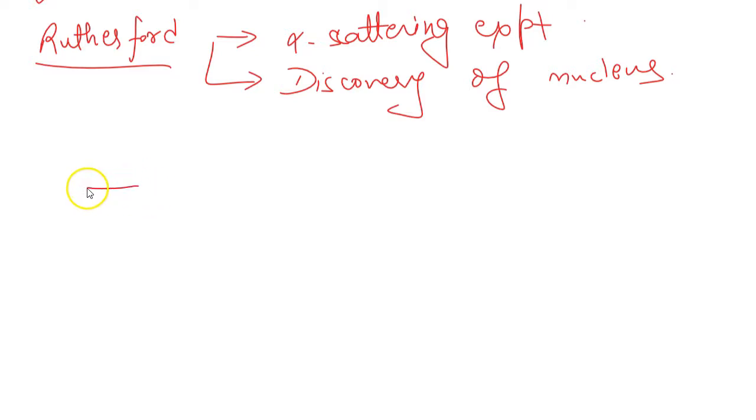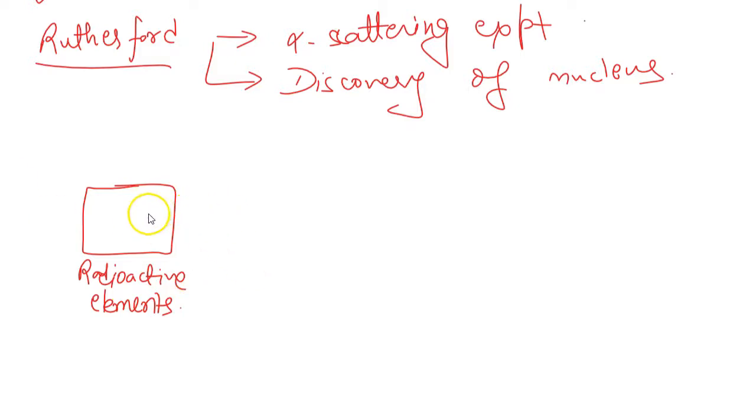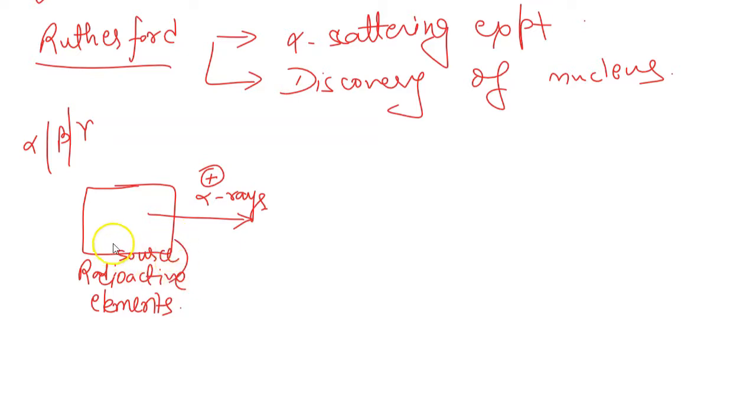He took a radioactive element. So what is a radioactive element? Those elements which are not stable and emit harmful rays. So he took a radioactive element, and from this he was emitting alpha rays. As of now, just remember, alpha rays are positively charged radiations, right? There are many other types of radiations we will not go through now. They are alpha, beta and gamma. So just remember, he took a radioactive source and he emitted alpha rays onto the gold foil.